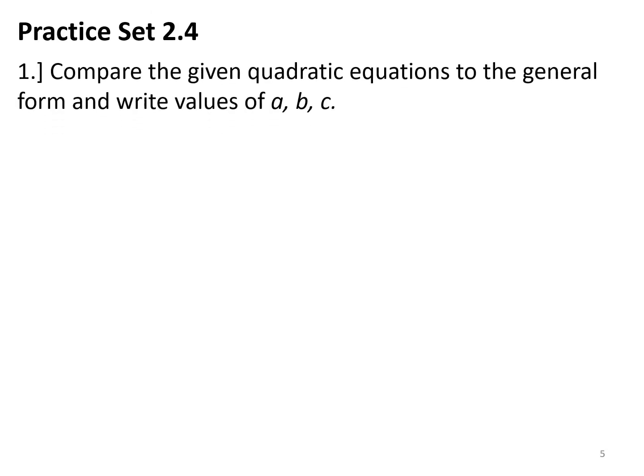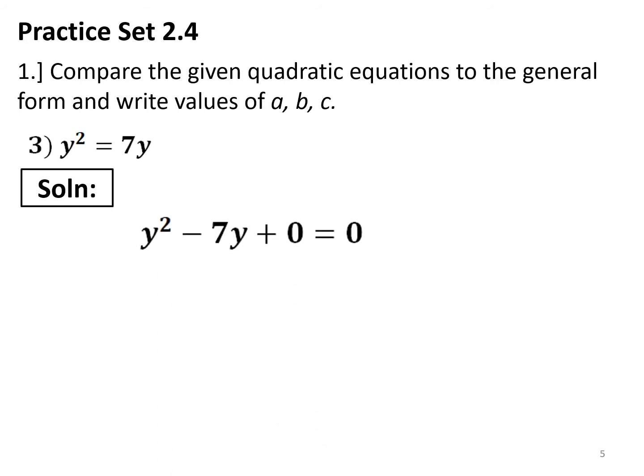Let's move to practice set 2.4. The first question: compare the given quadratic equation to the general formula and write the values of a, b and c. Third question, y square is equal to 7y. So we shall take the 7y from the right hand side to the left hand side. So it will become y square minus 7y plus 0 is equal to 0.